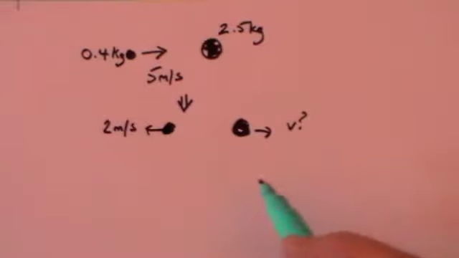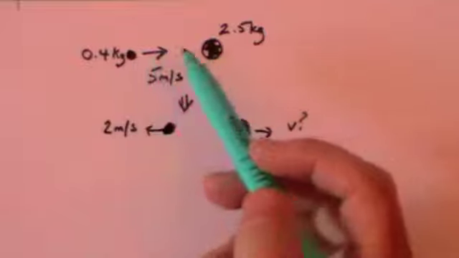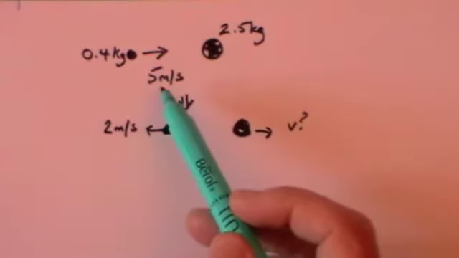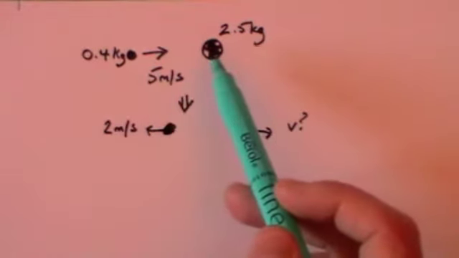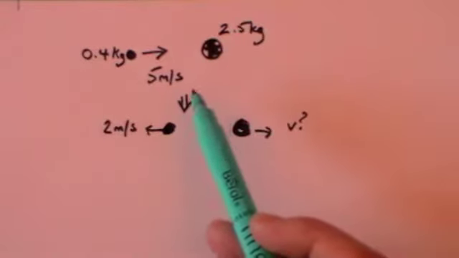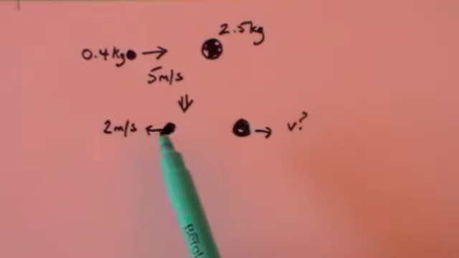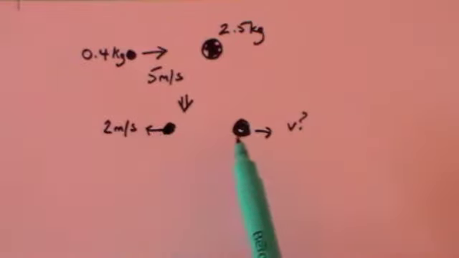Question 1. A small ball having a mass of 0.4 kilograms is travelling at 5 meters per second. It hits a stationary ball which has a mass of 2.5 kilograms, and after that collision we end up with the small ball travelling back in the opposite direction at 2 meters per second, and we're asked to find the velocity of the larger ball.